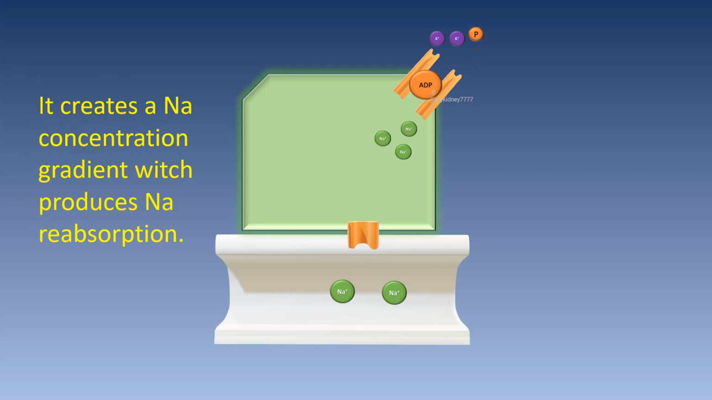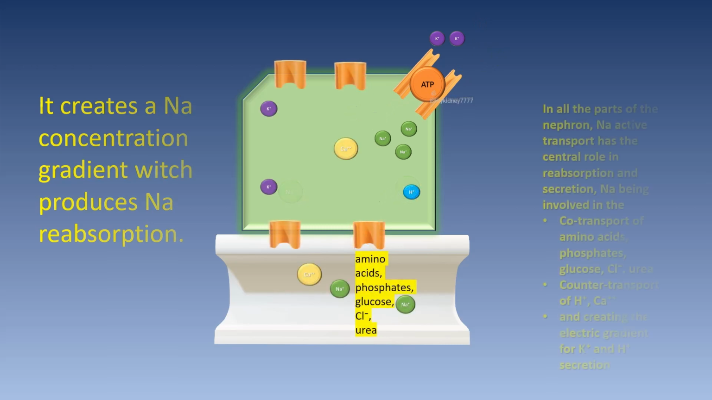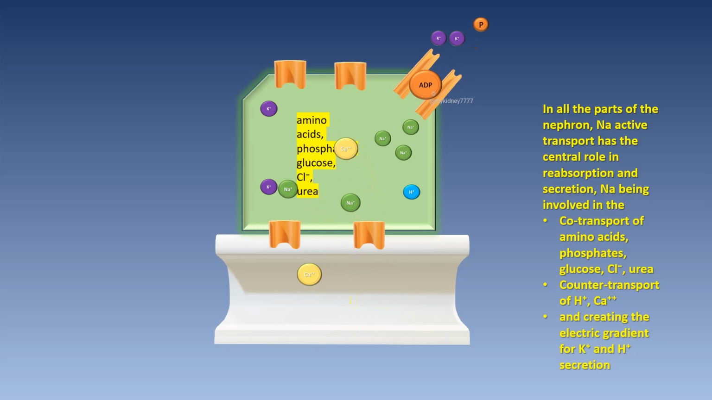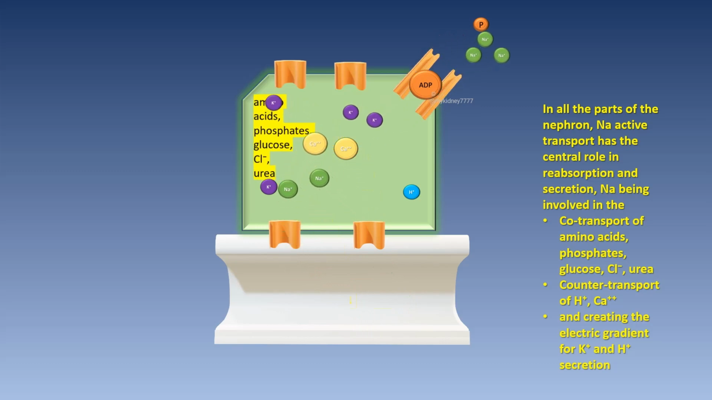The sodium-potassium pump creates the sodium concentration gradient between the lumen and the intracellular space, facilitating sodium reabsorption. Sodium is the vector of glucose, water, phosphate, amino acids reabsorption, and is also exchanged by pumps with other cations, potassium, calcium, hydrogen. It creates the electric gradient for hydrogen secretion in the distal nephron.